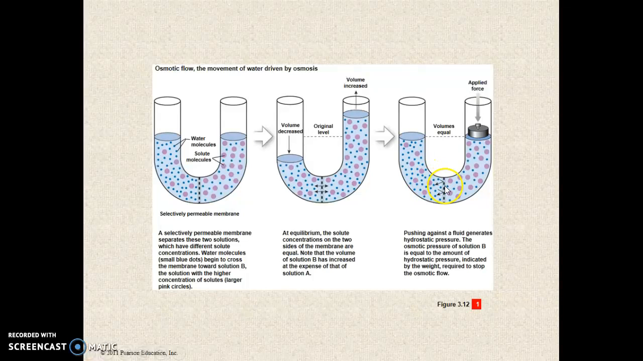Now over here on the right, if you were to push against the fluid, you would generate a hydrostatic pressure. The osmotic pressure in solution B is equal to the amount of hydrostatic pressure, and that's indicated by this weight here. So the force applied to this fluid, this volume B here, to equalize the force of A and B, this force here is the hydrostatic pressure.